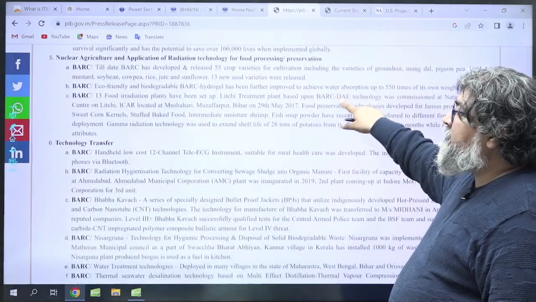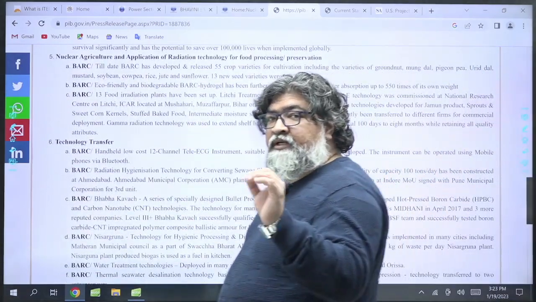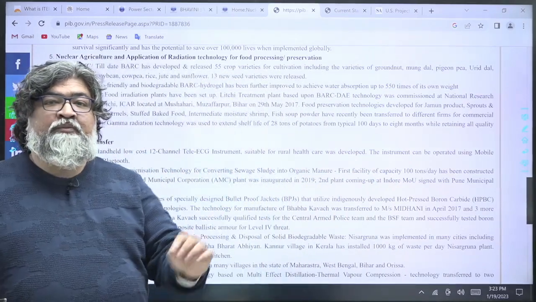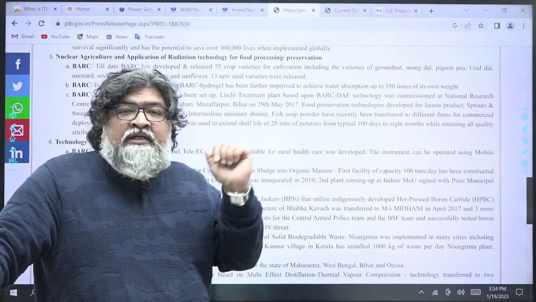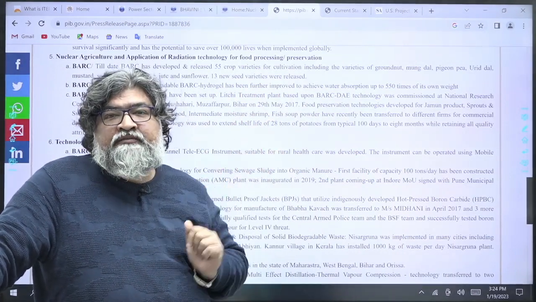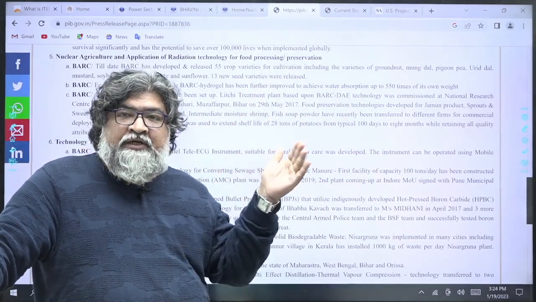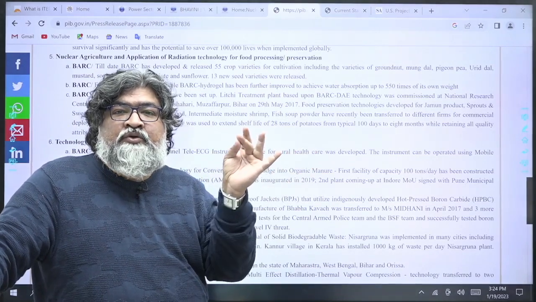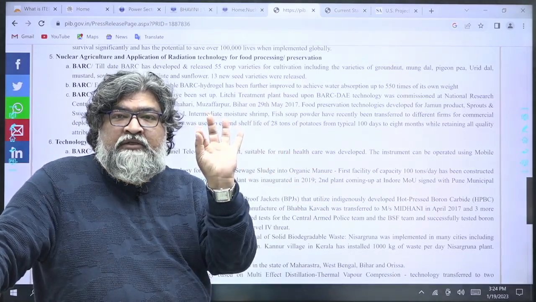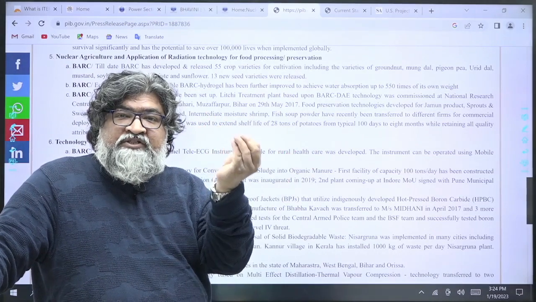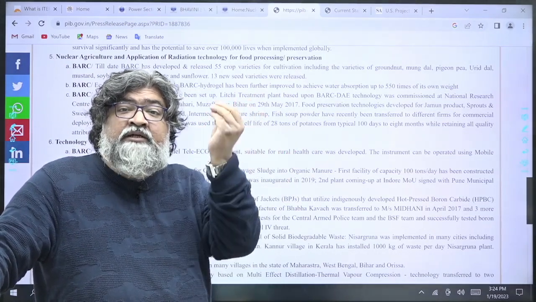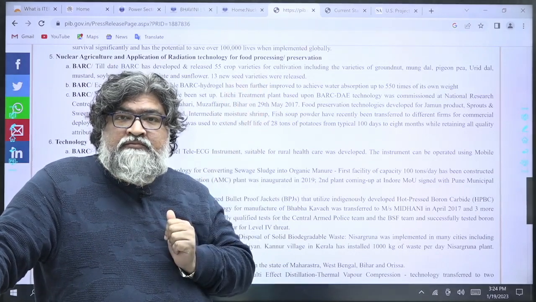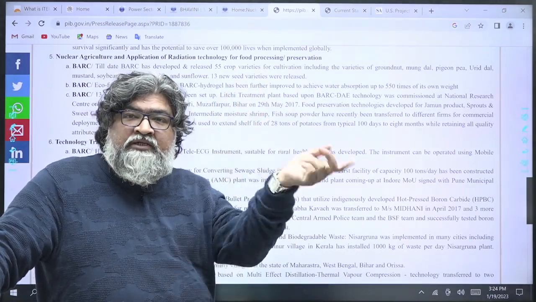Then here agriculture is given. Nuclear technology used in agriculture. And what have been the major achievements of the Department of Atomic Energy in the field of agriculture? New crop varieties. What happens in this? Radiation technology is used to irradiate seeds, and then after screening, seeds are selected that are hybrid, high yield varieties. High yield crop varieties. This is called nuclear agriculture.